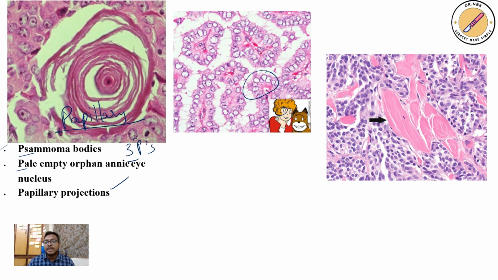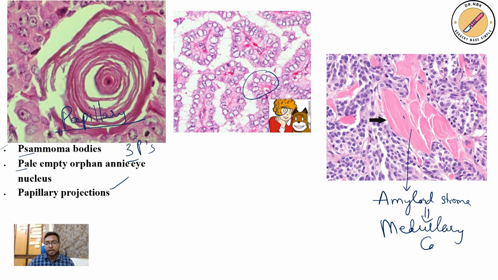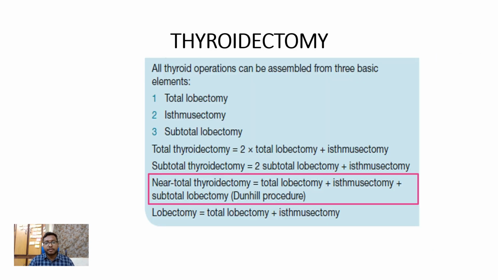Okay, now this is something like a diffuse well-stained area, that is amyloid stroma. Where will you get amyloid stroma? It is nothing but your medullary thyroid cancer. Medullary cancer. Okay, so these are few important microscopic findings that you should remember.